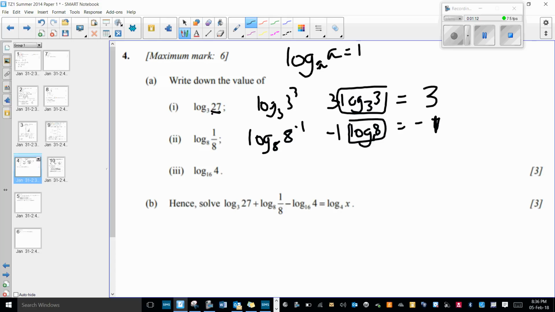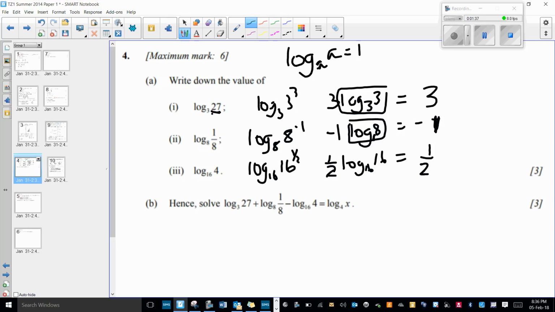And log base 16 of 4. Again, we want 16 here, so to get 4, it would be 16 to the power 1/2, because the half is the same as the square root, so it's a half log 16 of 16, which gives us an answer of 1/2.